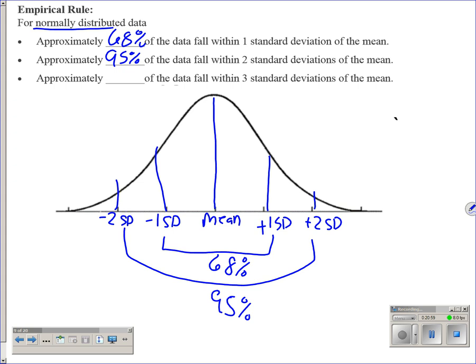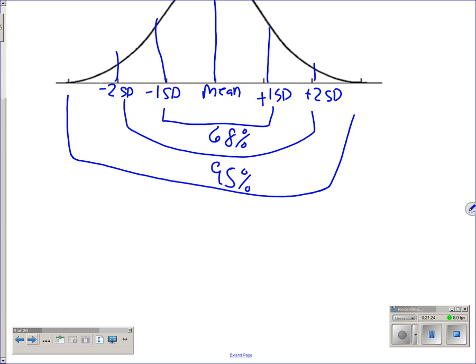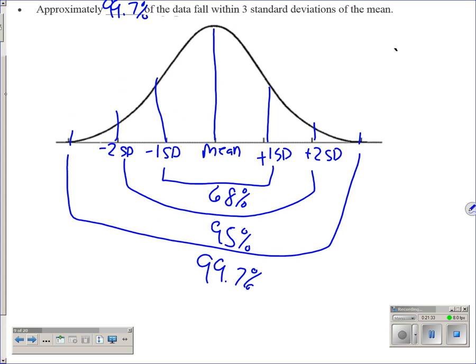And then lastly, approximately 99.7%, all but 0.3% of my data, is going to be within three standard deviations of the mean. So if you're in a data set and your value is past three to the right or to the left, you are in a very, very small minority. Not much data goes past that. So between minus three and plus three is 99.7%.